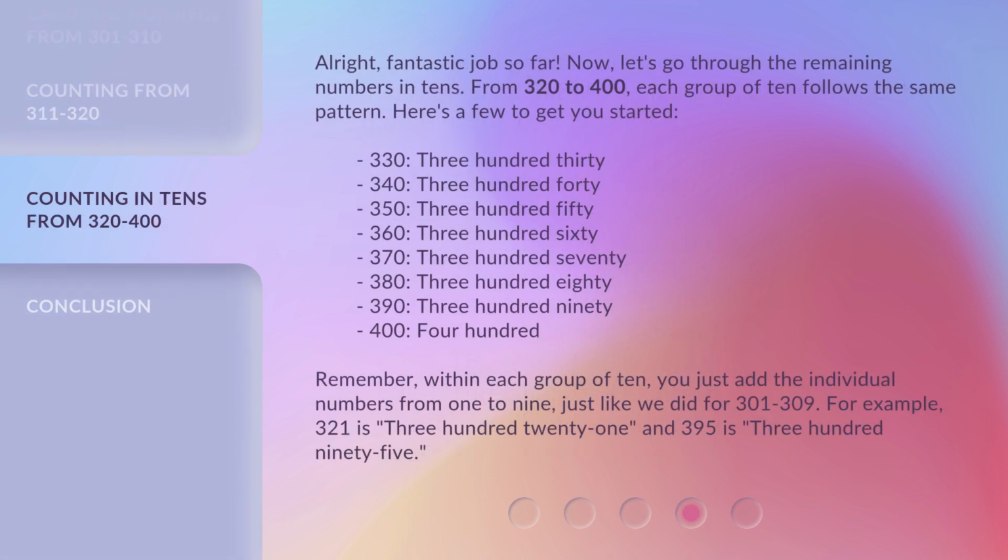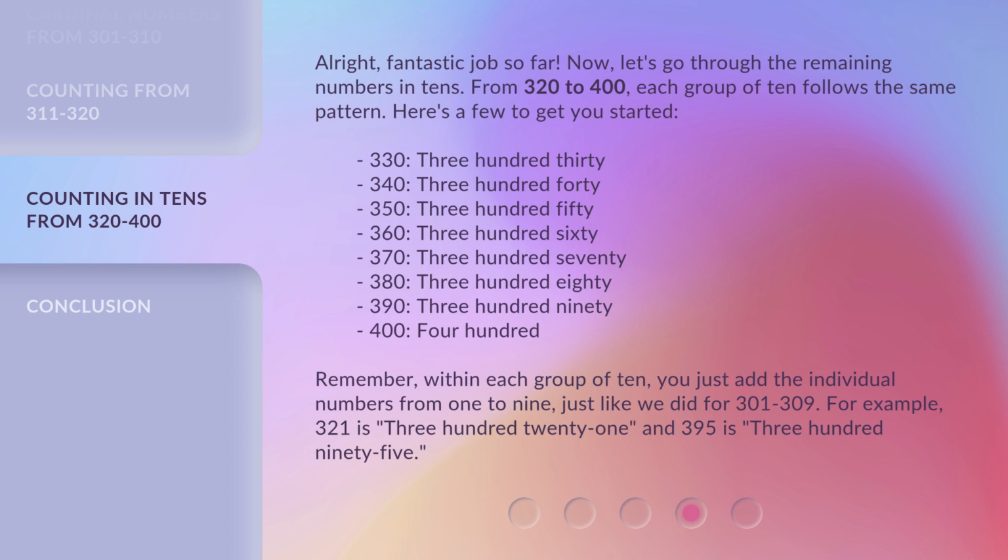All right, fantastic job so far. Now, let's go through the remaining numbers in tens. From 320 to 400, each group of 10 follows the same pattern. Here's a few to get you started. 330.